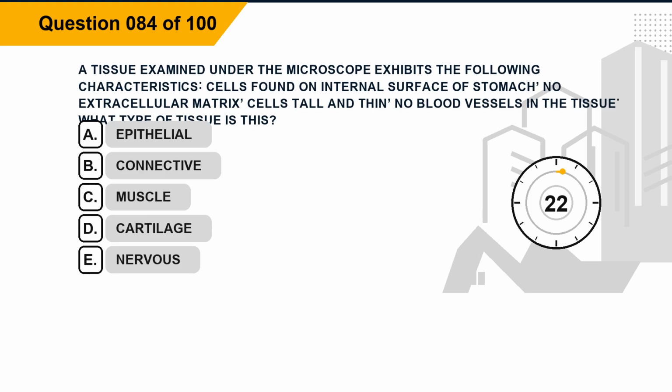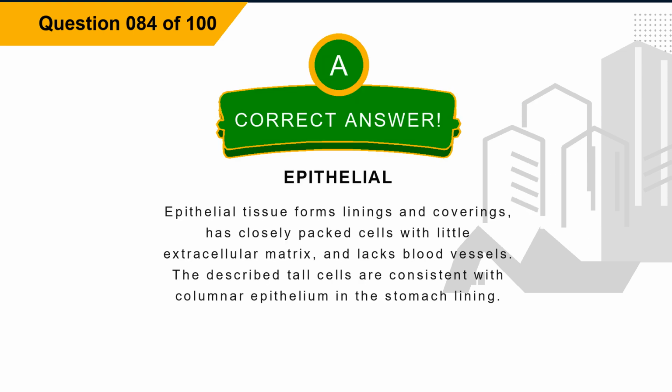Question 84. A tissue examined under the microscope exhibits the following characteristics: cells found on internal surface of stomach, no extracellular matrix, cells tall and thin, no blood vessels in the tissue. What type of tissue is this? Option A, epithelial. Option B, connective. Option C, muscle. Option D, cartilage. Option E, nervous. The correct answer is option A, epithelial. Explanation: epithelial tissue forms linings and coverings, has closely packed cells with little extracellular matrix, and lacks blood vessels. The described tall cells are consistent with columnar epithelium in the stomach lining.